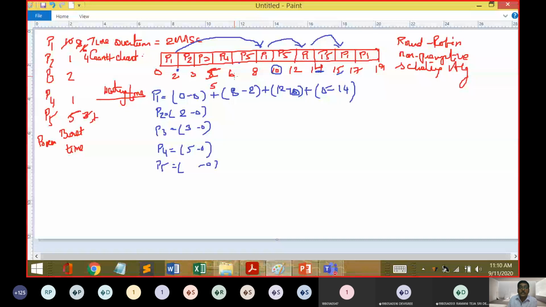So 6 minus 0. But its job is not completed, right? So again we have to verify where P5 got a chance. P5 got a chance at 10. It has been waiting at 8, so minus 8 and this is 10 here, followed by the last one.